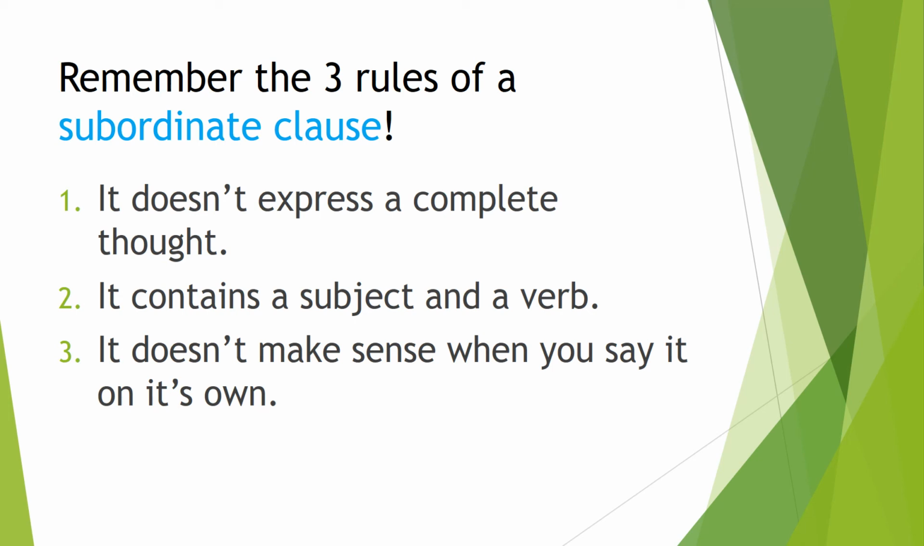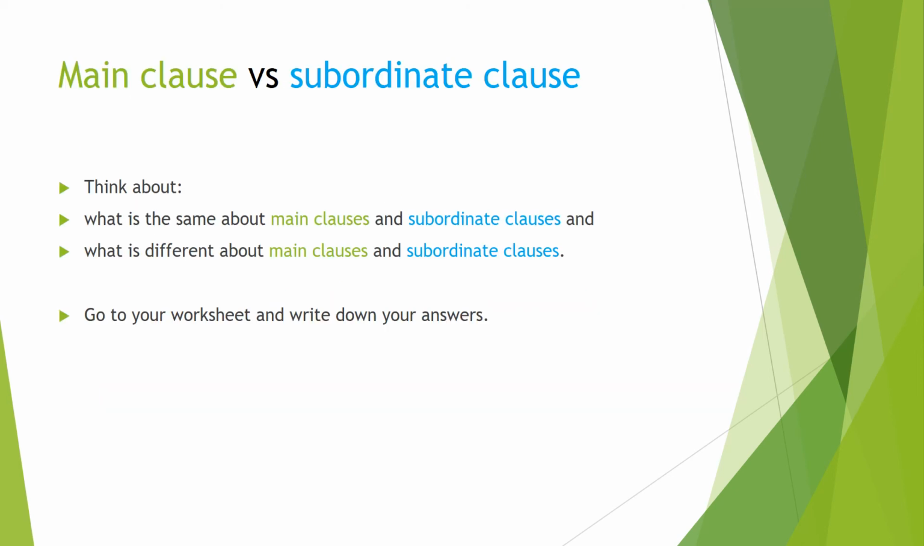Okay, so remember the 3 rules of the subordinate clause. It doesn't express a complete thought, it contains a subject and a verb, and it doesn't make sense when you say it on its own. So let's have a look at the main clause versus the subordinate clause. If you have a think about it, what is the same about main clauses and subordinate clauses, and what is different about main clauses and subordinate clauses? I want you to once again pause the video, go to your worksheet, answer the questions, come back once you've done that and continue on with the lesson.